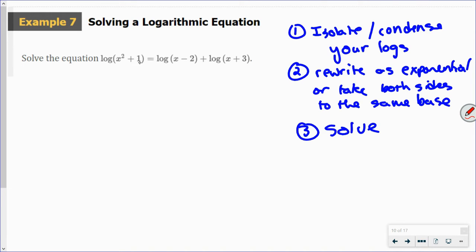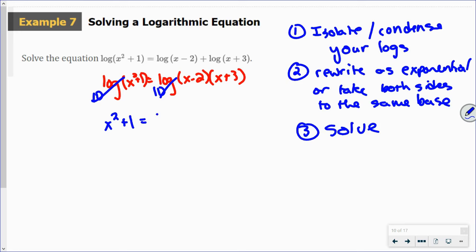Okay, so here I have a logarithm on this side, and I have 2 logarithms on this side. So I need to combine these two. It's addition, so that means we're going to multiply. So log of x minus 2 times x plus 3, log of x squared plus 1. Okay, so these two have logs on both sides. They are both base 10. So if I take each side to the base 10, exponential, those cancel. So here we have x squared plus 1 equals x minus 2, x plus 3.